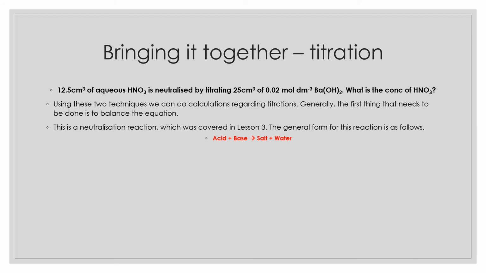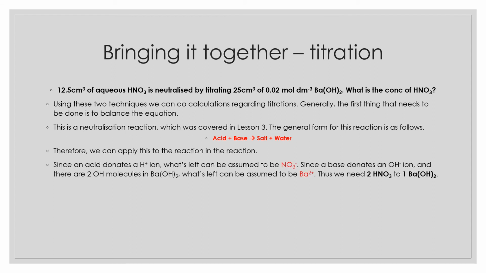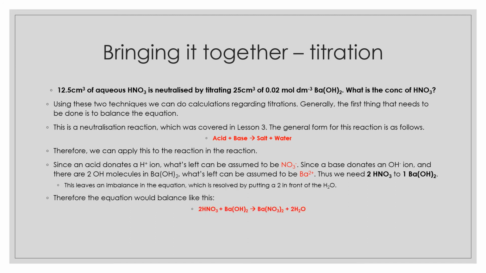Now, when an acid dissociates, H+ is removed from the molecule, so what's left can be presumed to be NO3-. When a base dissociates, OH- is removed from the molecule. In this case, barium hydroxide has 2 OH-, so what's left in the end is Ba2+. Therefore, we need 2 NO3- to 1 Ba2+ for everything to be neutralized. Because of this, we will have 4 hydrogen and 2 oxygen reacting too, which means 2 water molecules. Putting all of this together, we come up with the equation 2HNO3 + Ba(OH)2 becomes Ba(NO3)2 + 2H2O.